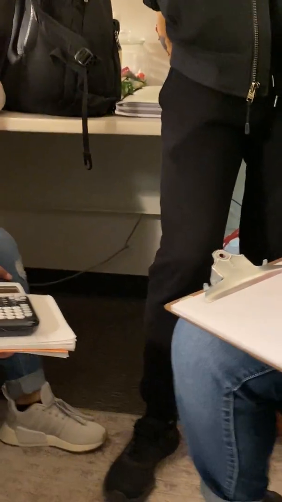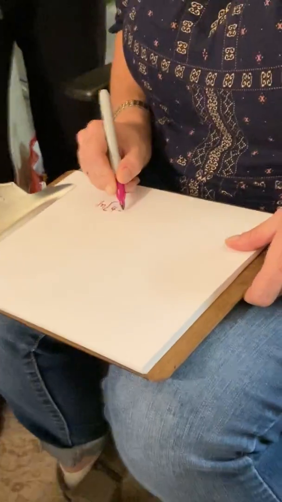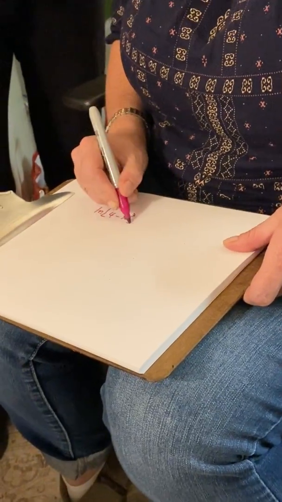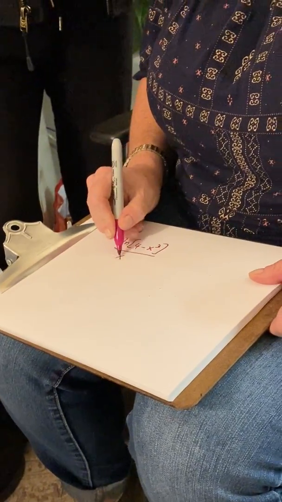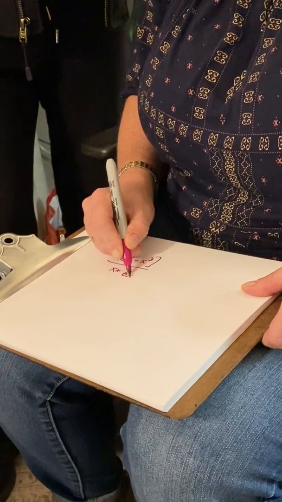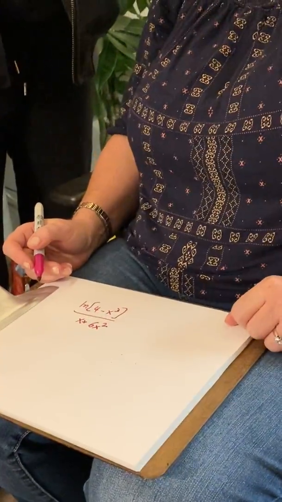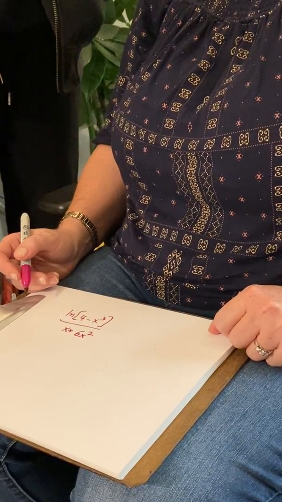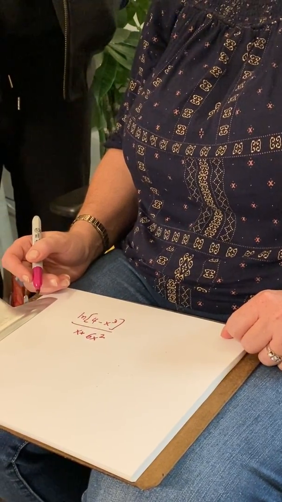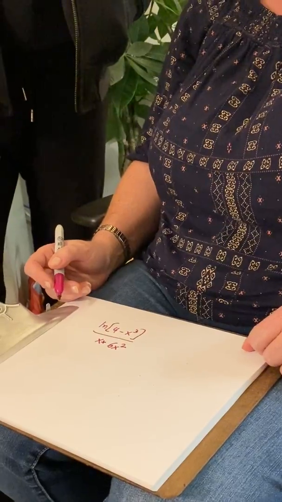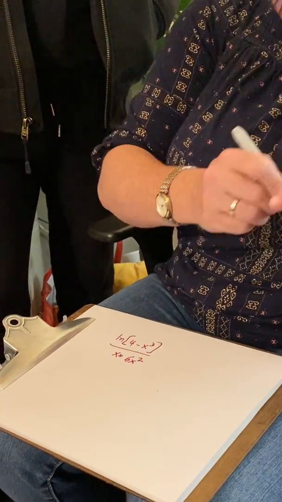Oh, there's a different one? Watch. Natural log of 4 minus x cubed divided by x plus 6x squared. Is that what you're talking about? Yes. That's a quotient. Because the natural log isn't applied to both, the natural log isn't tied to both of them, then you can use the quotient rule.